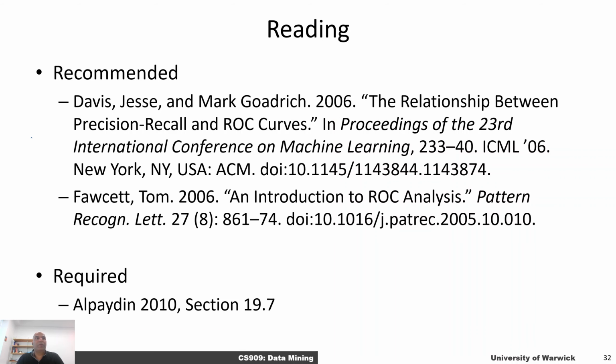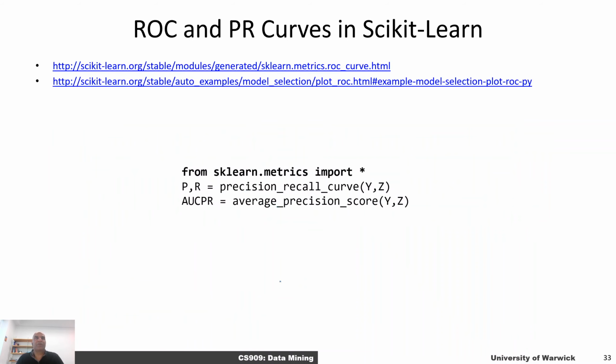If you want to read more about it, I really welcome you to read this paper, the relationship between precision recall and ROC curves. To understand a bit more about ROC analysis, this is a really good paper. I'll be posting these links as reading material, and in the book you can also find a section dedicated to precision recall and ROC curves.